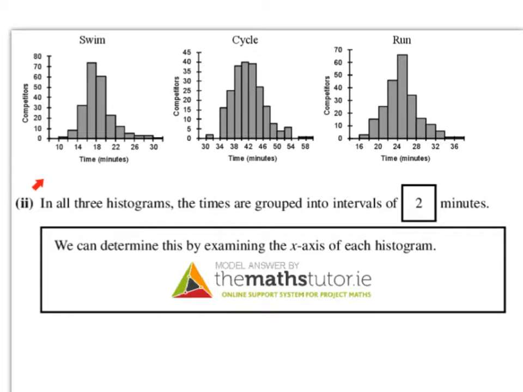Number 2. In all three histograms, the times are grouped into intervals of 2 minutes. We had already said in the previous slide that each of the x-axes in each of the histograms is going up in twos: 10, 12, 14, 16, 18, 20, 22, and so on. So we can determine this by examining the x-axis of each histogram.